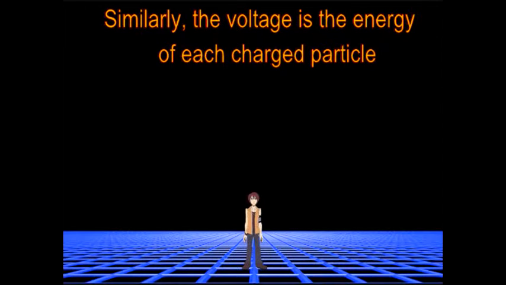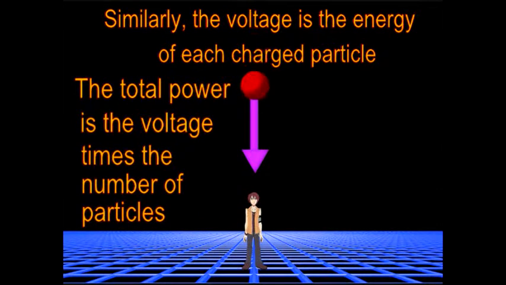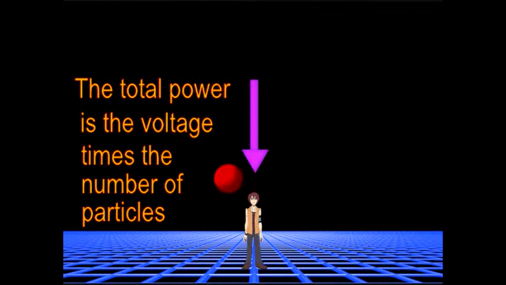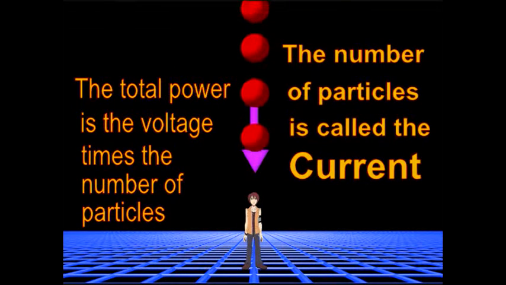Similarly, the voltage is the energy of each charged particle. The total power is the voltage times the number of particles. The number of particles is called the current.